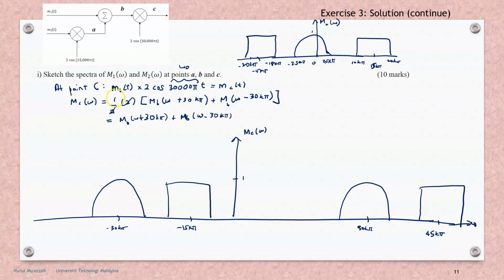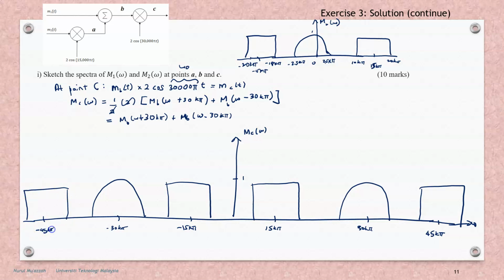Because you have done the modulation process just now, and the modulation has to multiply by 2 cosine, basically it will remain 1, right? And this part of the signal here is also double. So first, negative 15K here is shifted to the right by 30K, so it will be here. So this one will be 15K, pi, and another one will be shifted to the left by 30K, meaning that negative 15K minus another 30K should be negative 45K.